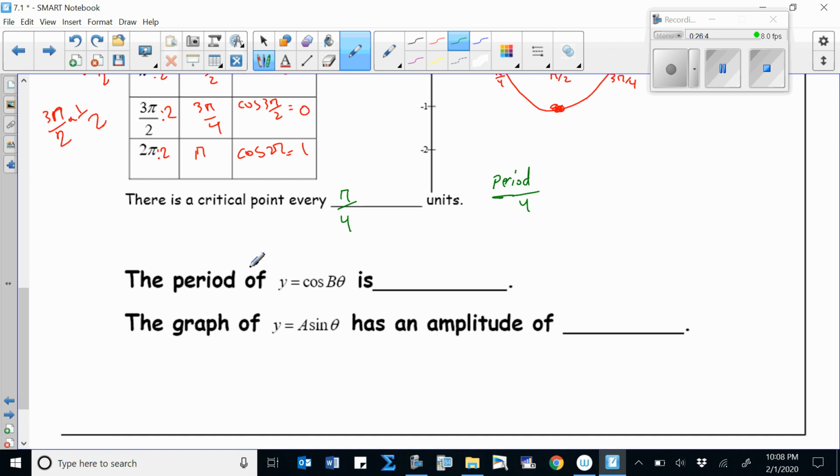Now we are going to make a general rule. If we have a function like y equals cosine of b theta, or even y equals sine of b theta, the period of the function will be 360, which is the period of the parent function, divided by this b value. Or if we're working with radians, it will be 2 pi divided by this b value. Also, if we have a graph of y equals a sine of theta or y equals a cosine of theta, then this new function has an amplitude of a.